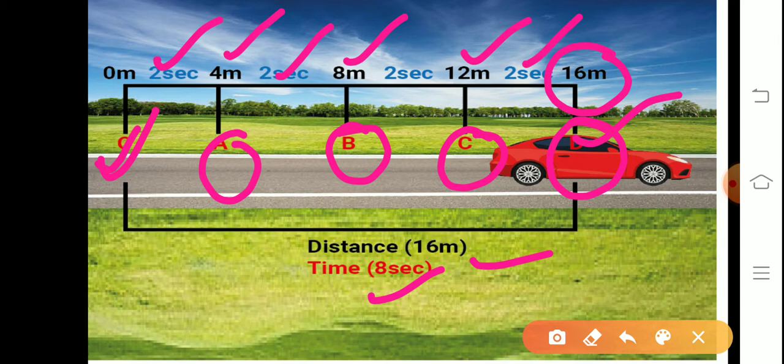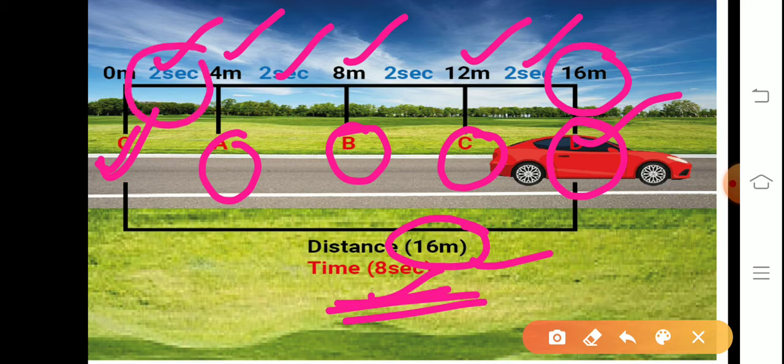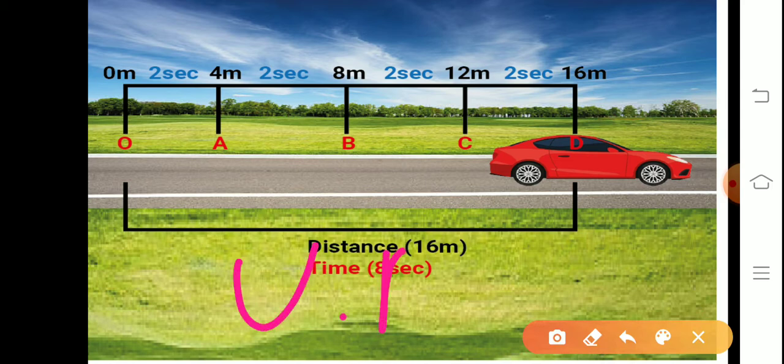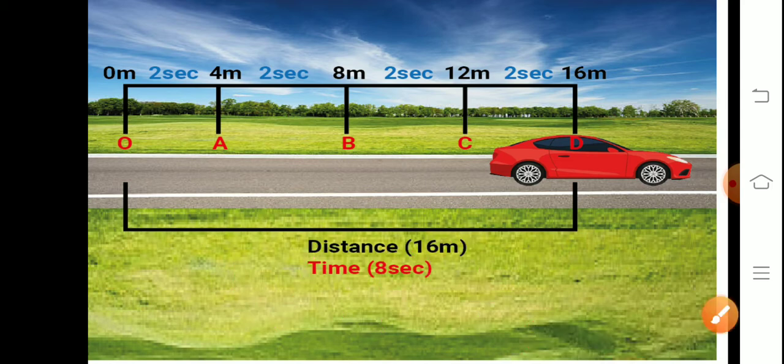So here the total distance traveled by the car is 16 meters within 8 seconds. One thing you should observe here: during equal intervals of time the car traveled equal distances. So you can say the car is said to be in uniform motion. Let me give a graph for this.